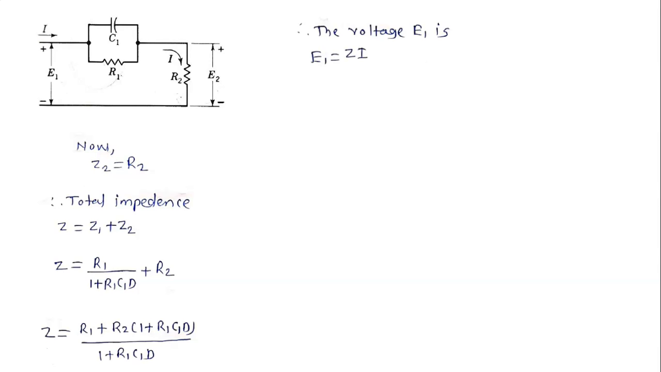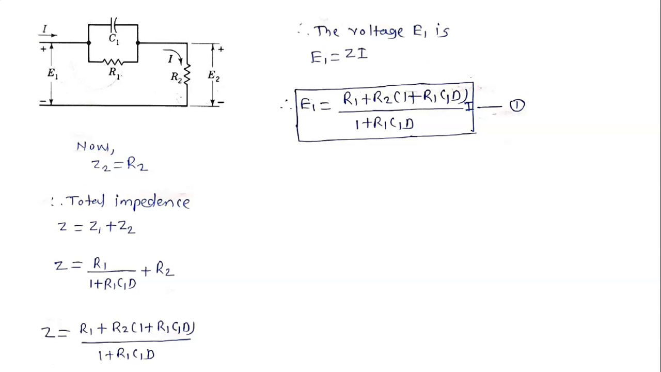Therefore, the voltage E1 is given by E1 is equal to ZI. Substituting the value of Z in this equation, we are getting E1 is equal to R1 plus R2 into bracket 1 plus R1 C1D, divided by 1 plus R1 C1D, into I, equation 1. Similarly, the output voltage E2 is given by E2 is equal to Z2I. Substituting the value of Z2, E2 is equal to R2I. This is equation 2.